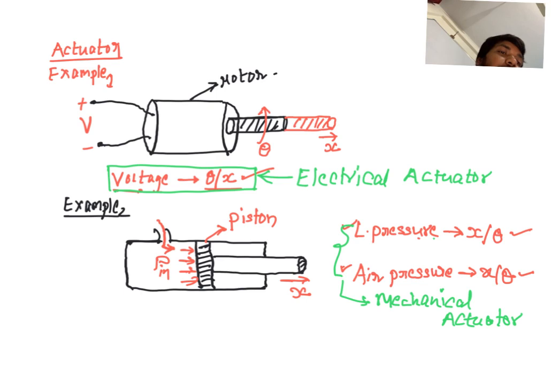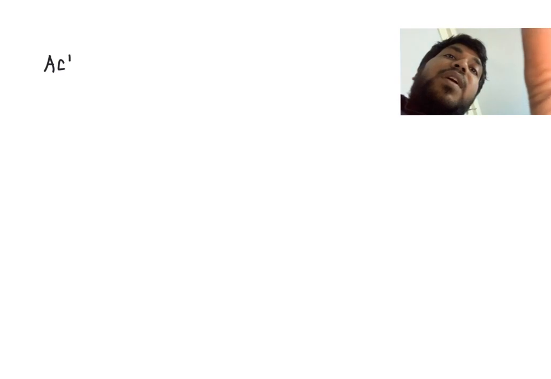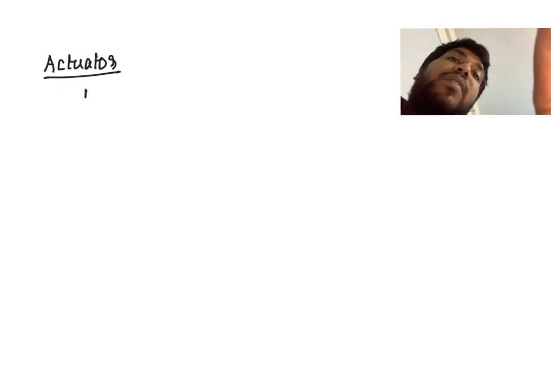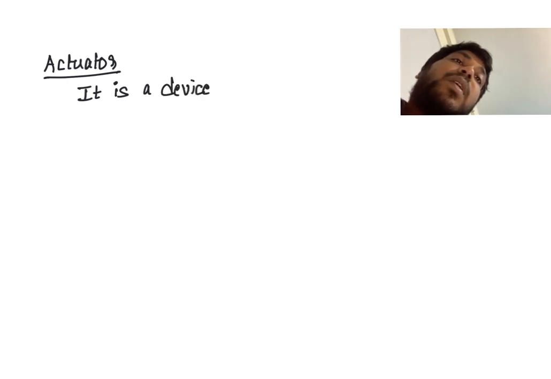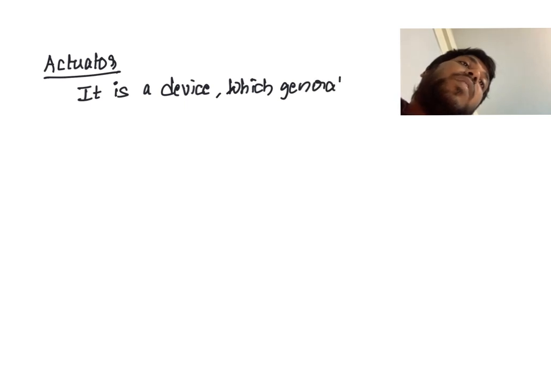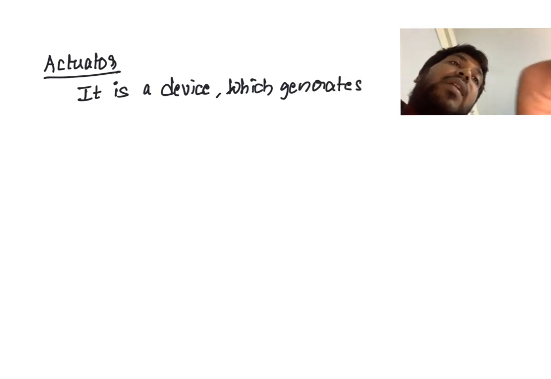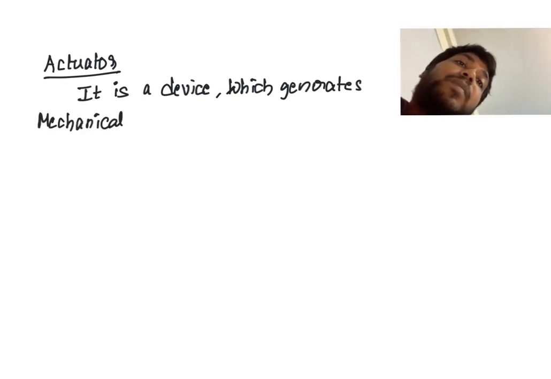Now let me conclude the topic here. From the previous discussion, by this time you might have understood the basic definition of an actuator. What is an actuator? It is a device which generates mechanical output. Again, mechanical output means it might be either a linear displacement or angular displacement.